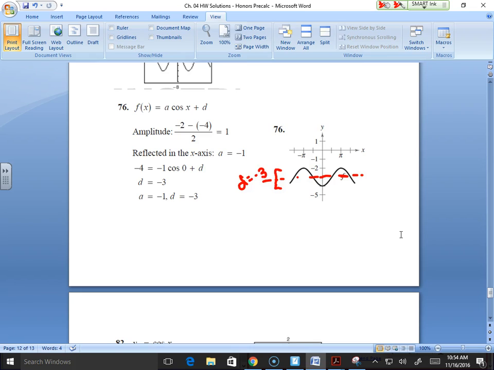Now, once we figure out the halfway in between, then we just have to ask ourselves how high does it go and how low does it go? And we're eyeballing it because they didn't give us actual points. But eyeballing it, it seems to go to -2 and go to -4, which means going up 1, down 1. So what's my amplitude? Does that make sense?